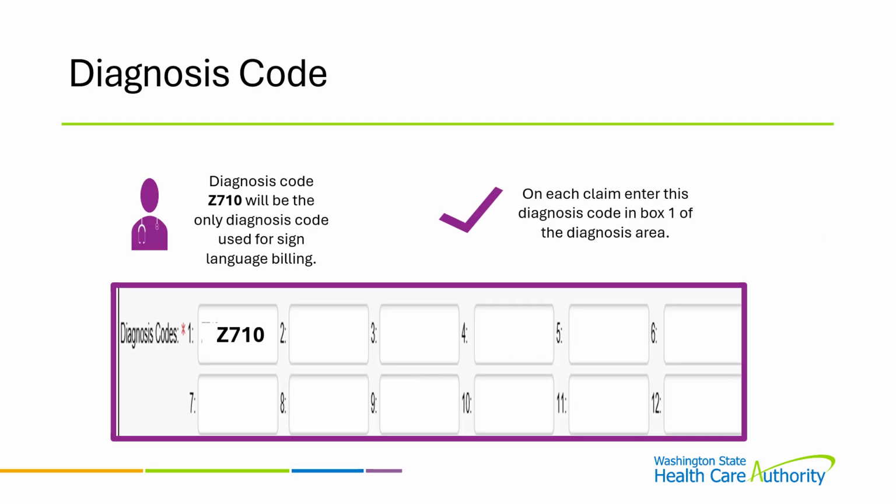For sign language claims, the diagnosis code is always Z710. You only need to enter one diagnosis code, and it must go in box 1. It's important to remember that you will not include decimal points. Enter it exactly as is, Z710.